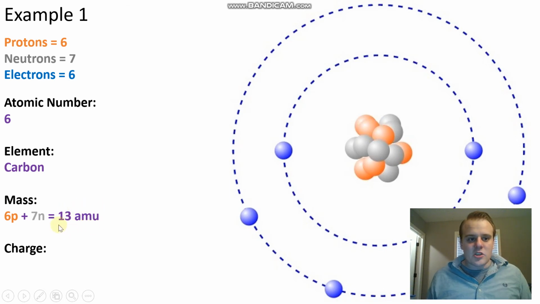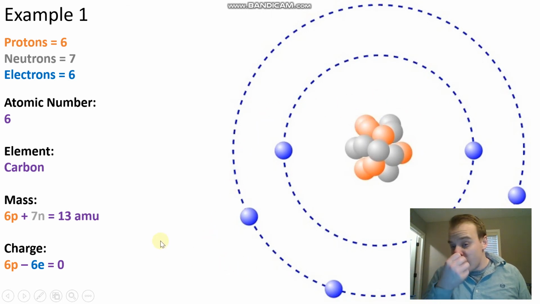Okay, and then last up is the charge. And remember that the charge is the number of protons minus the number of electrons. So we're going to take the number of protons, 6, and subtract the number of electrons, 6. 6 minus 6 would get us 0. So this atom has a charge of 0. And remember that we call that a neutral atom. I'm not going to be assessing you on that today, but tomorrow you're going to need to know that term. So if an atom has a charge of 0, it is a neutral atom.